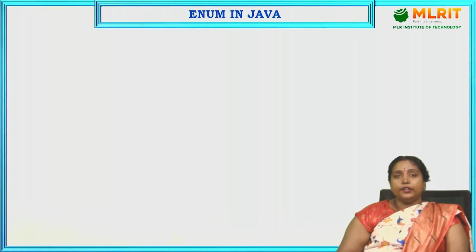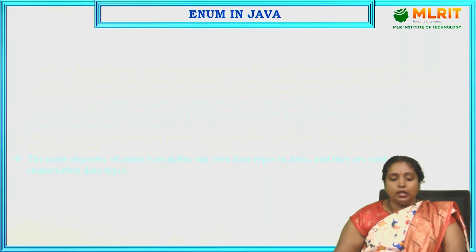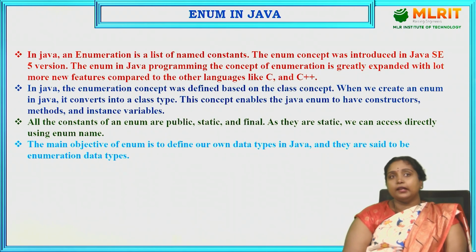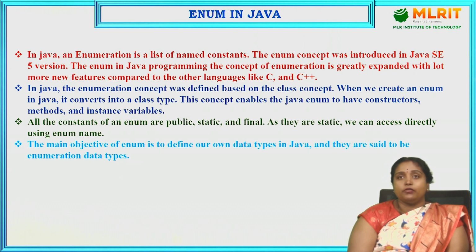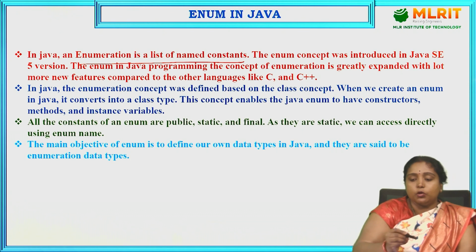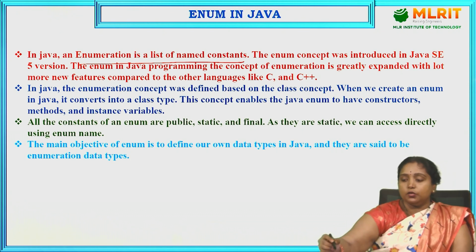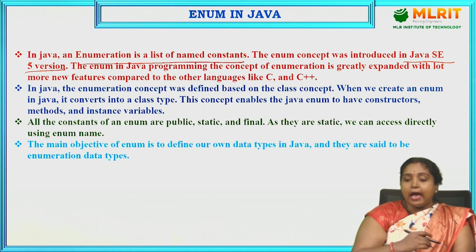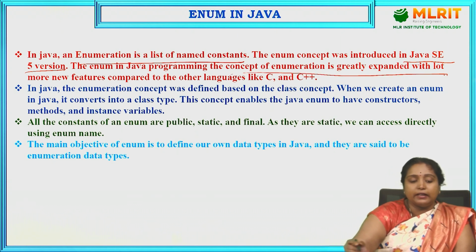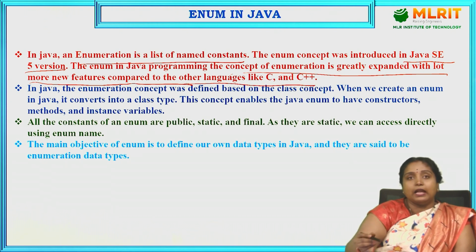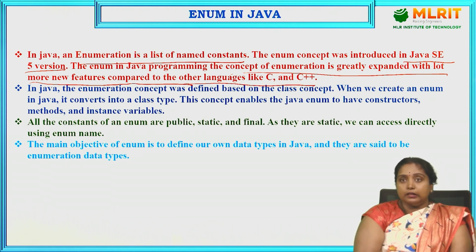Coming to enumeration. What is enumeration in Java? Enumeration we have seen in C language and C++. So enumeration is a list of named constants. Isn't it? The enum concept was introduced in the Java SE 5 version. And here the concept of enumeration is greatly expanded with a lot of new features when compared to languages like C and C++. Java has introduced many more features for enumerations.